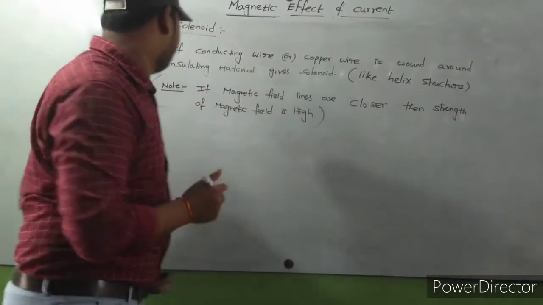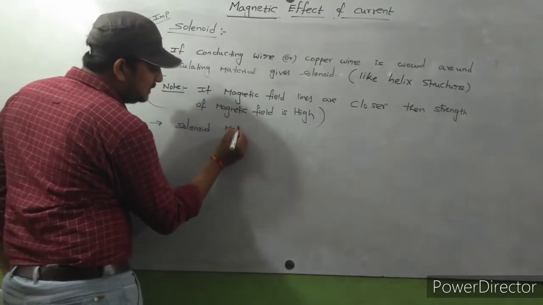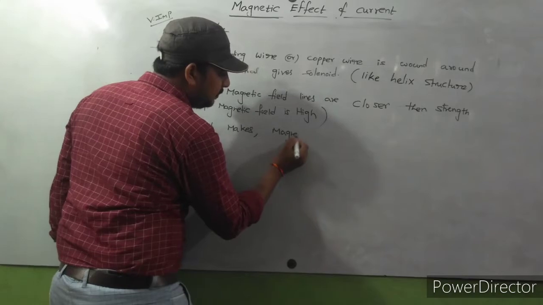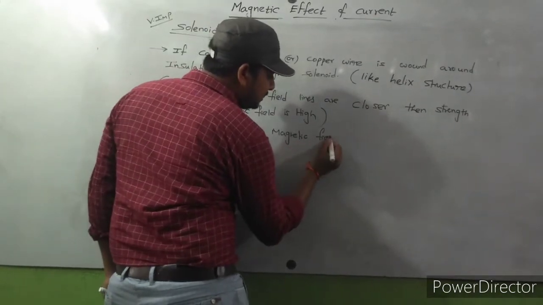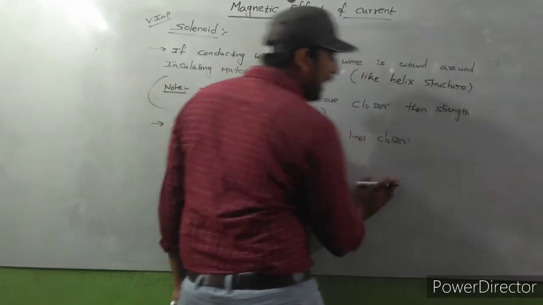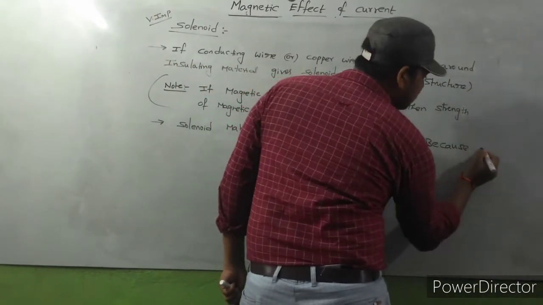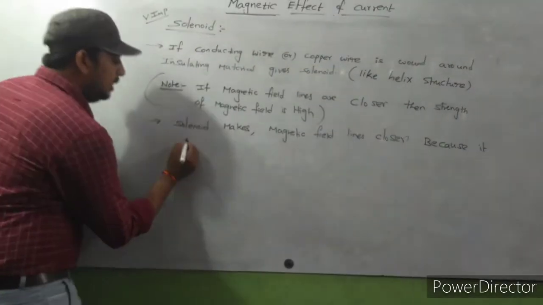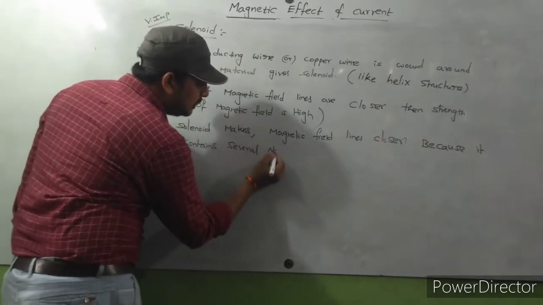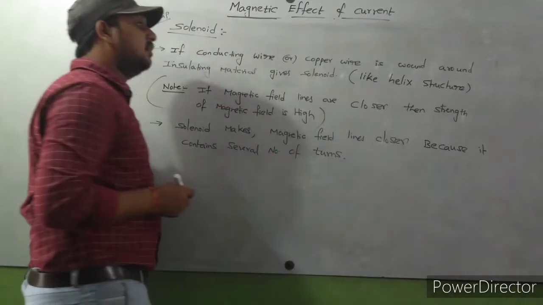So a solenoid makes magnetic field lines closer. A solenoid makes magnetic field lines closer because it contains several number of turns. It contains several number of turns.